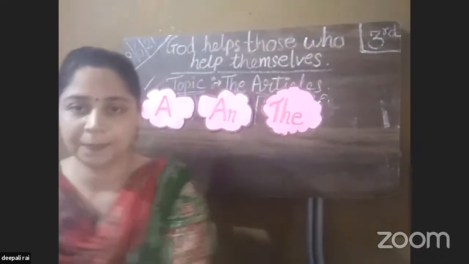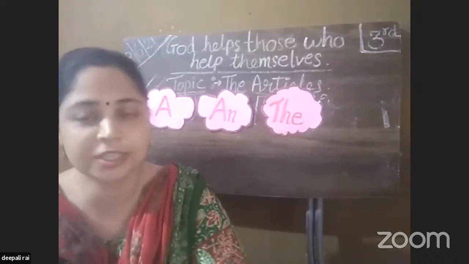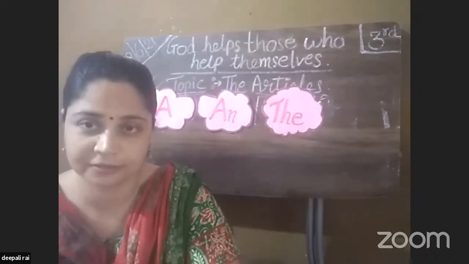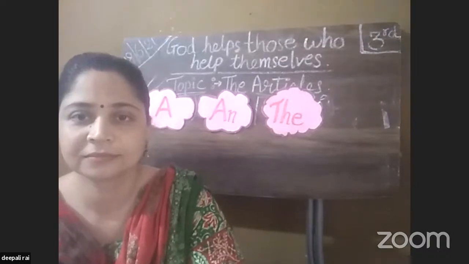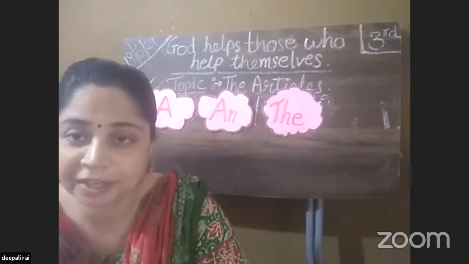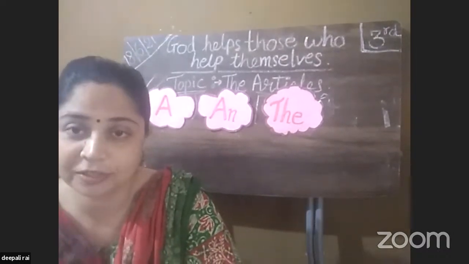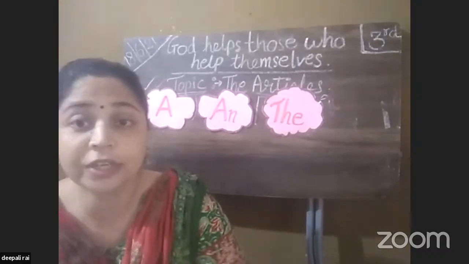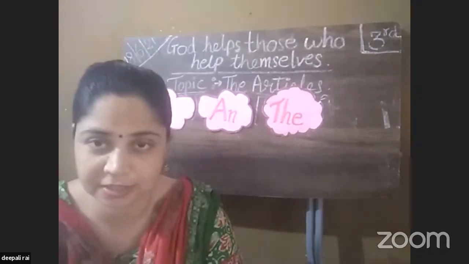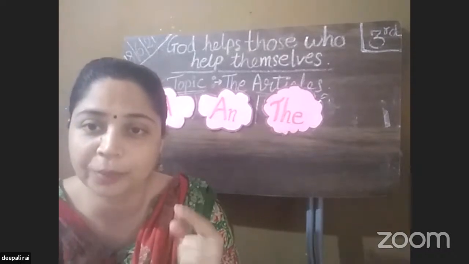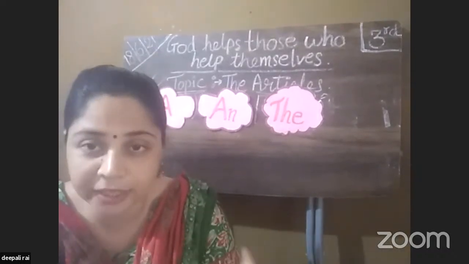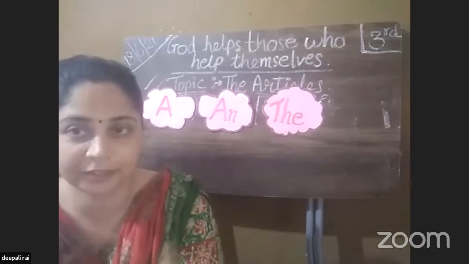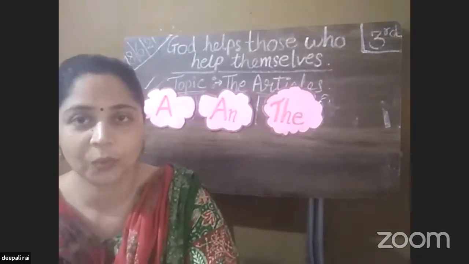A good help. Very good. G is a consonant, so we used a. A man is very kind and generous. Very good. Yes, now here the man is a pilot. We are talking about a particular man, that is the pilot. The pilot. Okay.